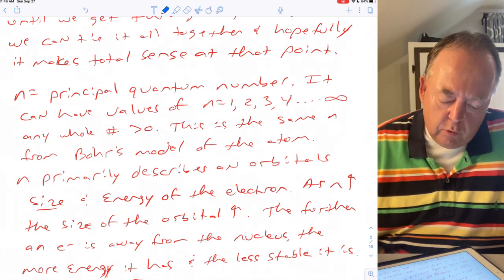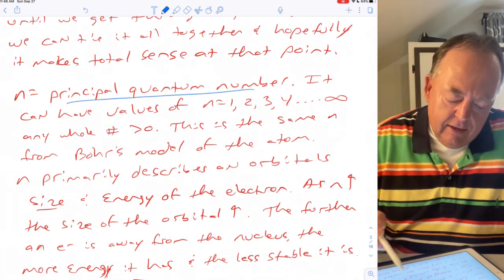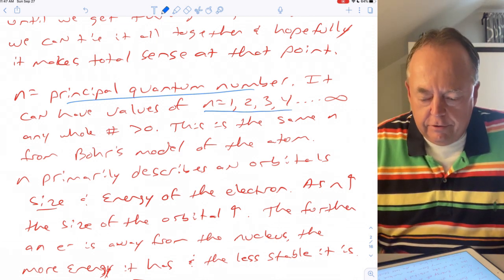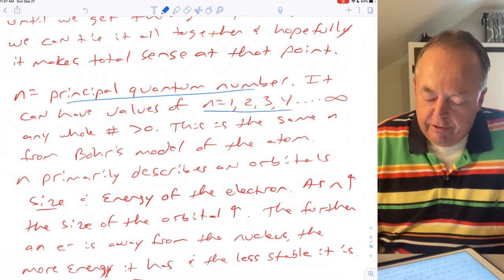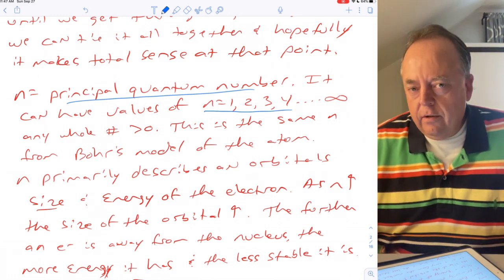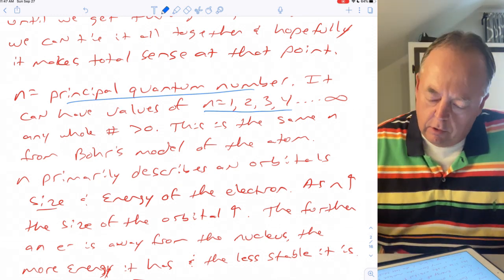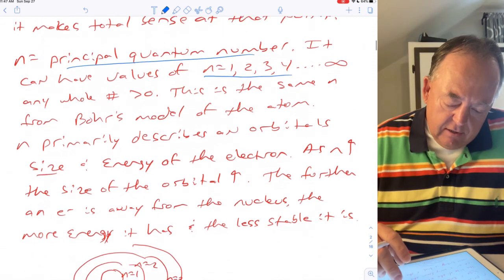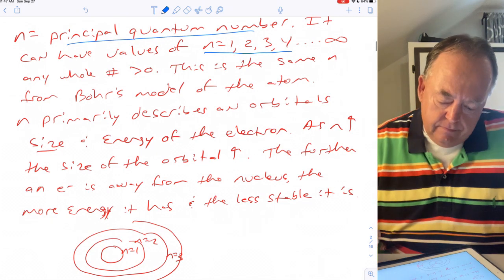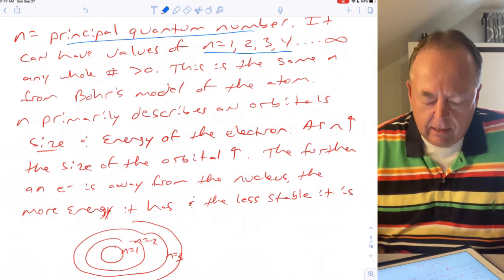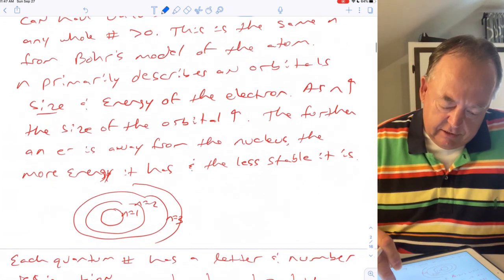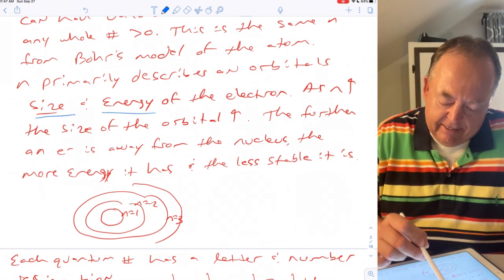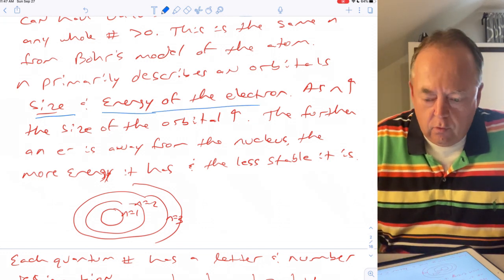Okay, so N is what's known as the principal quantum number. So it can have values. So for these quantum numbers, you want to know what the possible values are for them. So N can have values from 1, 2, 3, 4, any integer on up to infinity. So it always starts at 1 and can run to infinity. So any whole number greater than 0. So this is the same N that we talked about from the Bohr model. So N primarily describes an orbital's size and its energy, and the energy of the electron in that orbital.